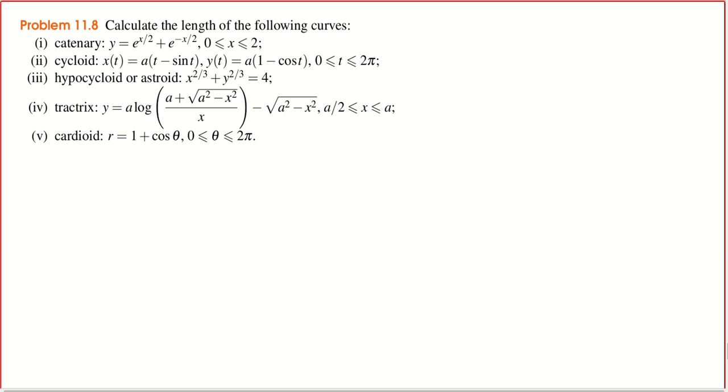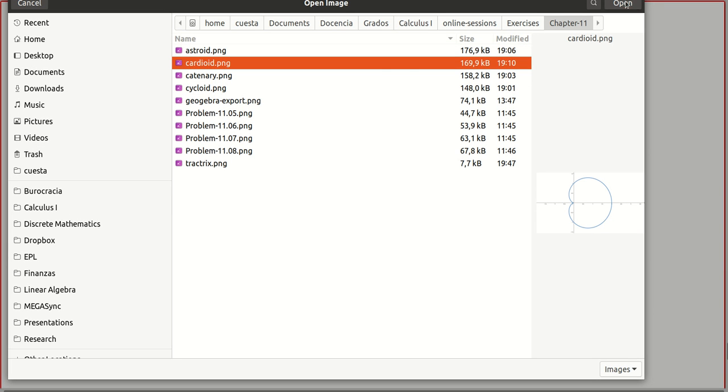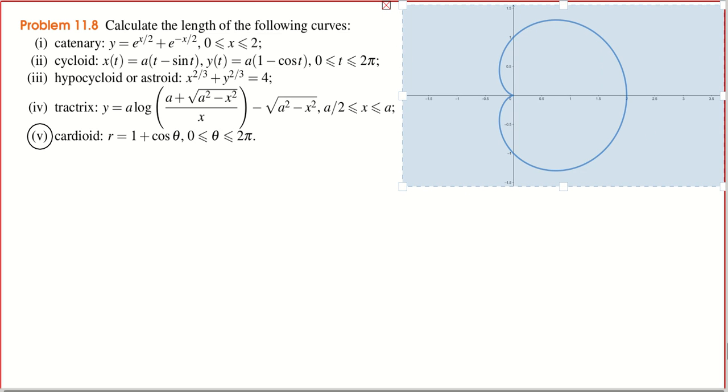Okay, the last curve that we want to calculate the length of is a cardioid, this one. The name cardioid, well, this is the description of this curve in polar coordinates, right? And the shape of this curve is given by this picture, the cardioid here. And that's why it's called a cardioid, because it looks like a heart.